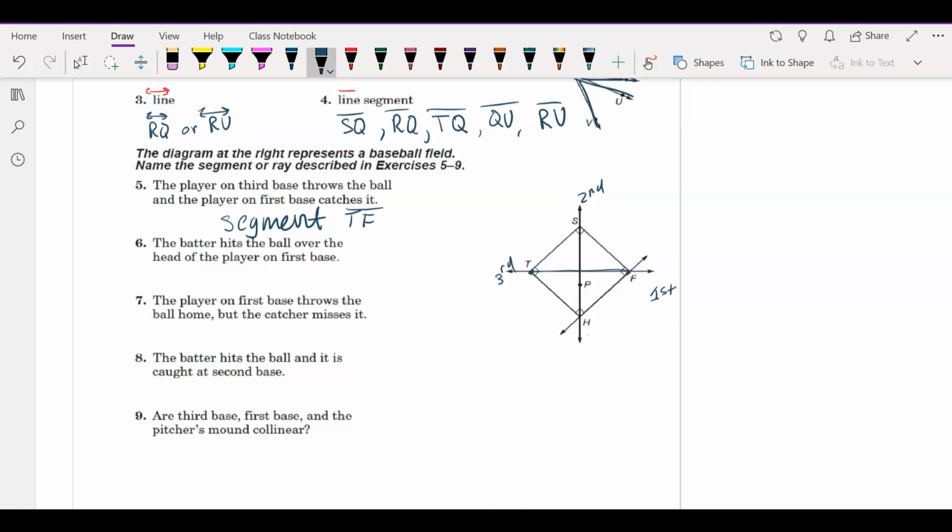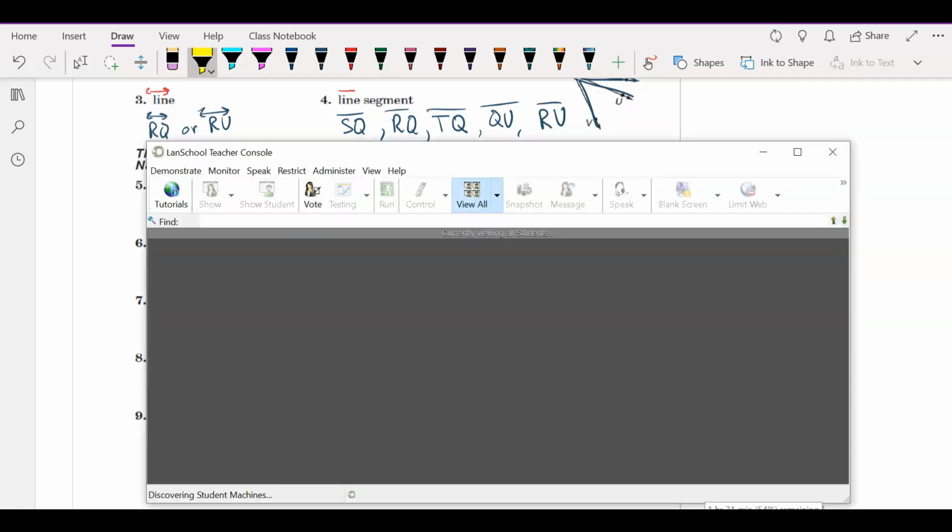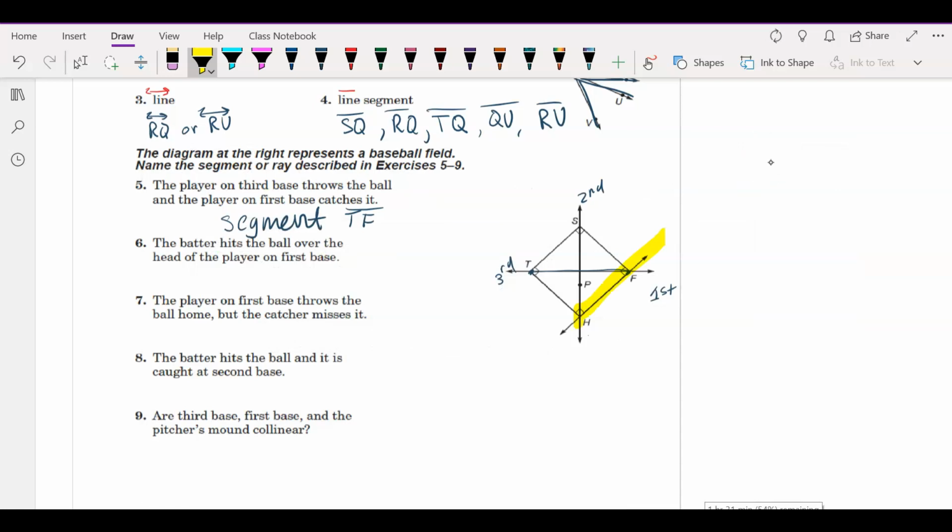Okay, next, the batter hits the ball overhead of the player on first base. So here is the batter, right? So you're hitting over here. And then the player hits it way past first base, so we are going to have a ray. And so that will be HF. Alrighty. Then we have here the player on first base throws the ball home, but the catcher misses it. So this is going in the opposite direction. The first baseman is throwing the ball to home, but he misses it. So then we're going to have ray FH.